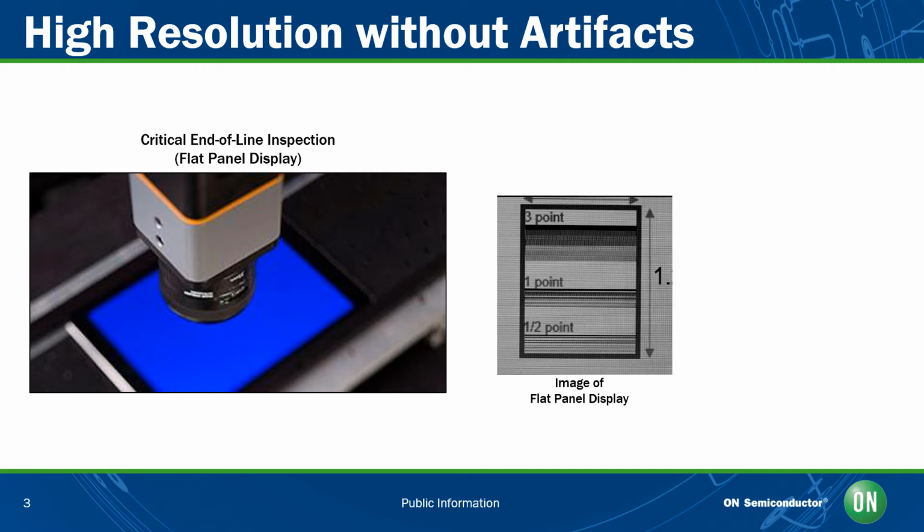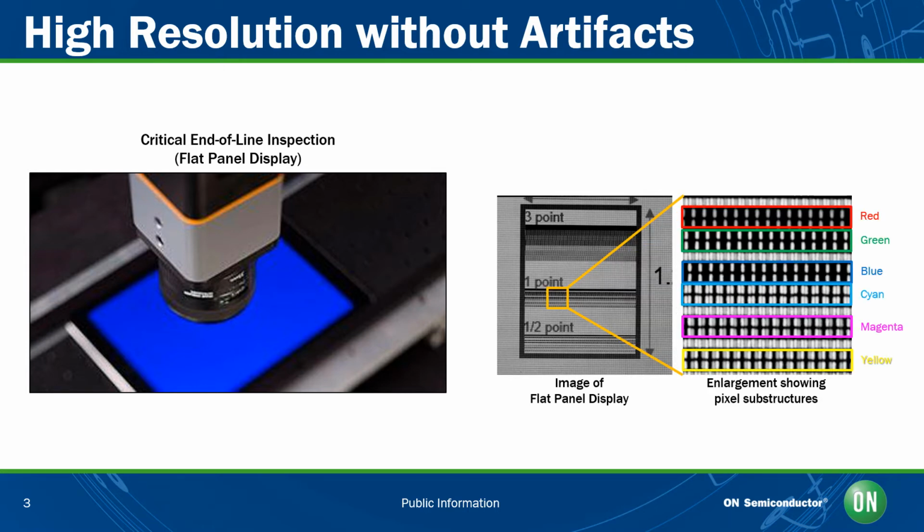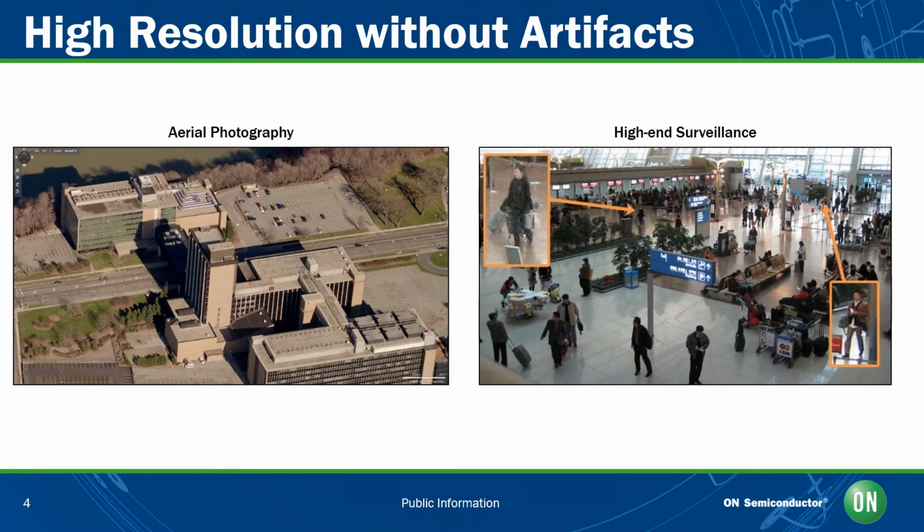As part of the final inspection of these displays, high-resolution cameras are used to confirm the proper operation of each individual pixel in the display, down to the red, green, and blue substructures present within each of the pixels. And as the output resolution of these displays continues to increase from 1080p to 4K or Ultra HD and beyond, the camera resolution required to inspect these displays continues to increase as well.